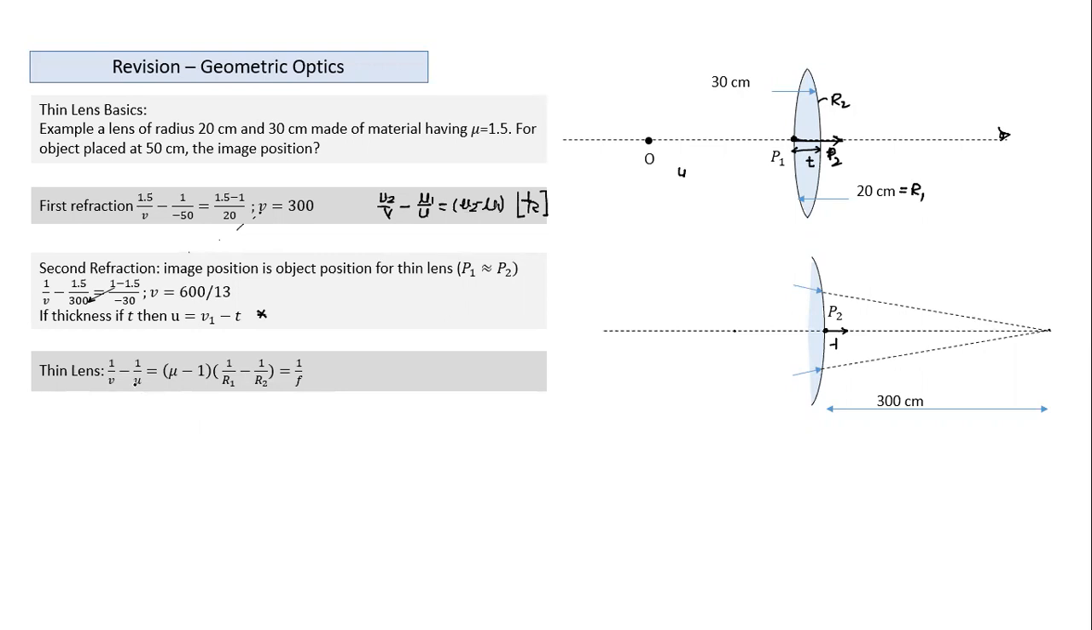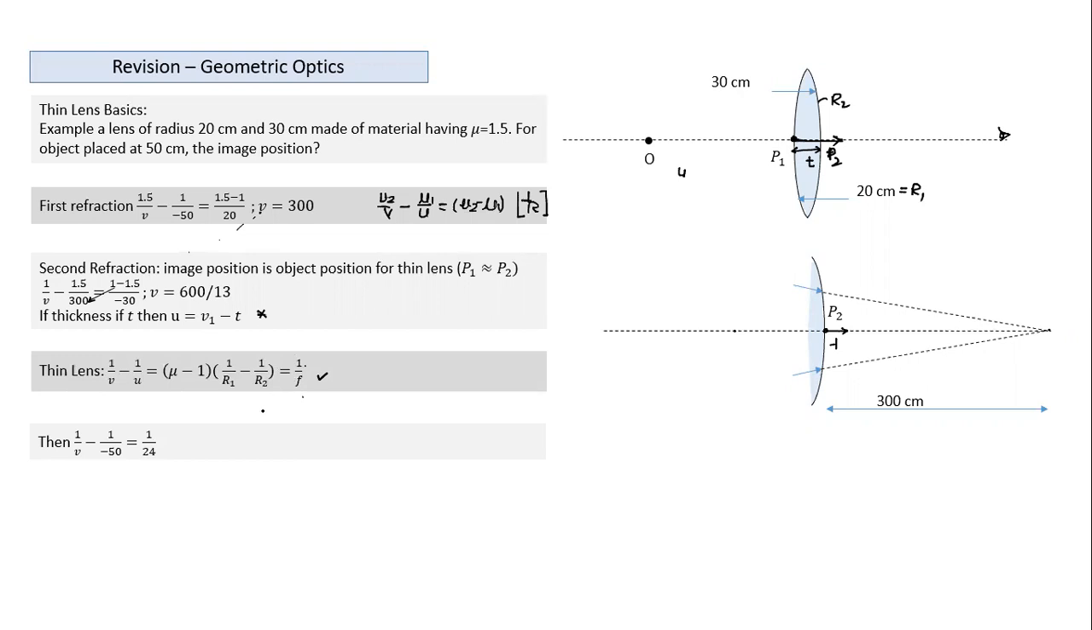1 by V minus 1 by U is equal to (mu minus 1) times (1 by R1 minus 1 by R2). So this is what the formula is. We'll understand what this formula means, and this is called the lens maker formula. So we can treat this whole thing as the focal length. Okay, let's look at the next one.